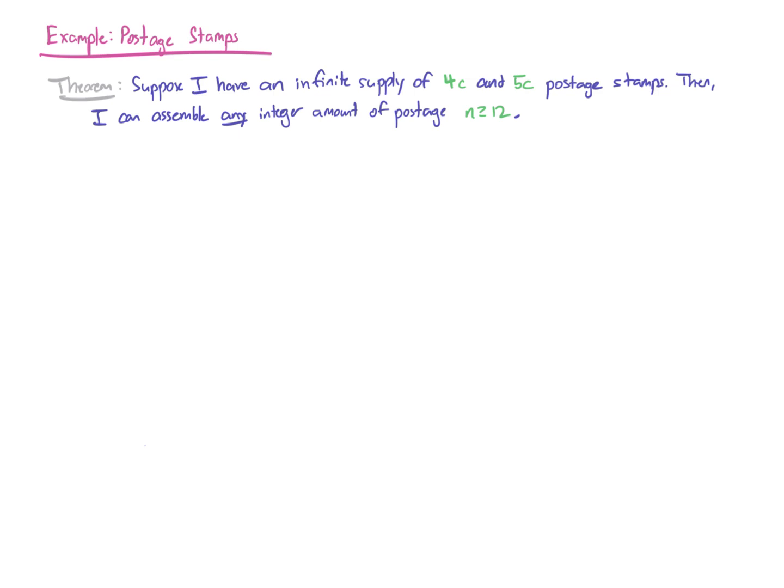So let's go ahead and prove this postage stamp theorem. Suppose that I have an infinite supply of 4-cent and 5-cent postage stamps. Then I can assemble any integer amount of postage n greater than or equal to 12. So we're going to do this with bounded strong induction. And as we saw from playing around in the last slide, we're going to look 4 steps back.